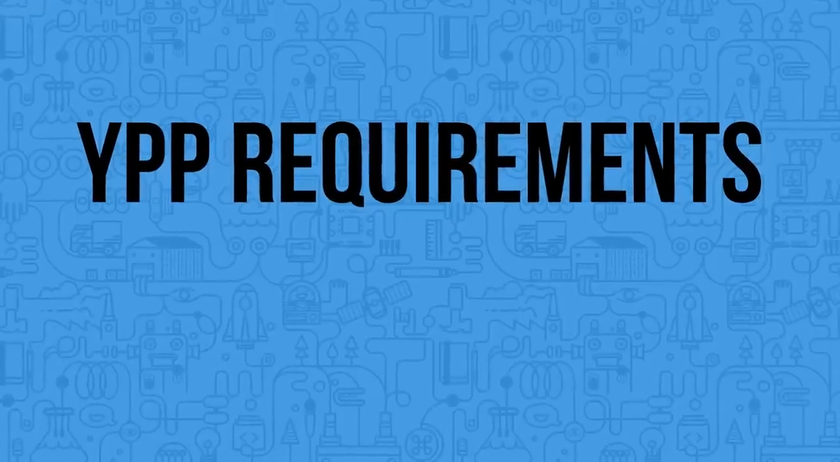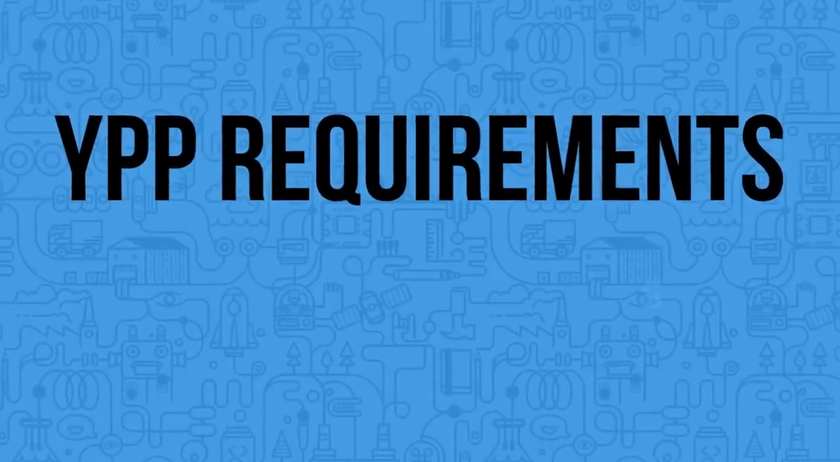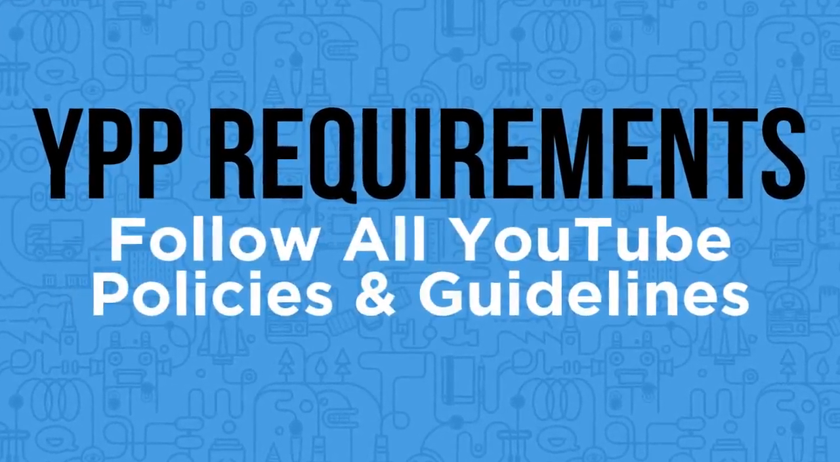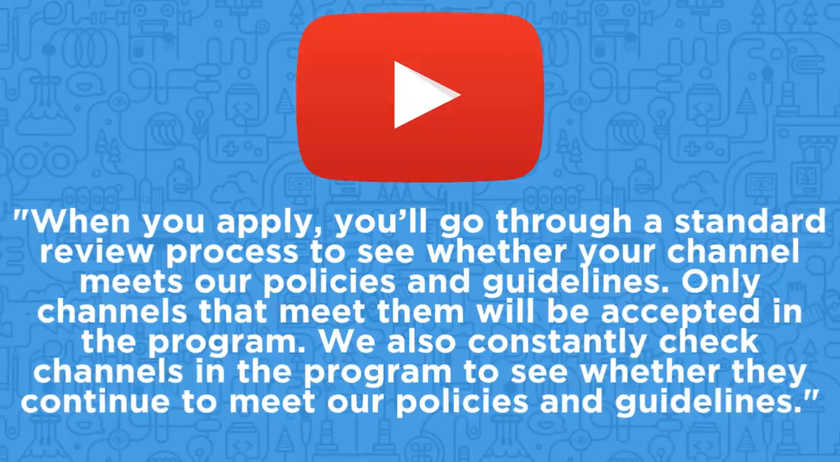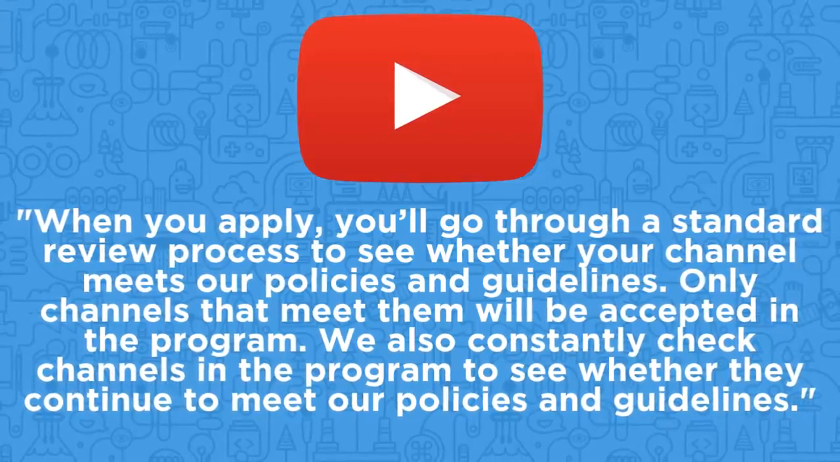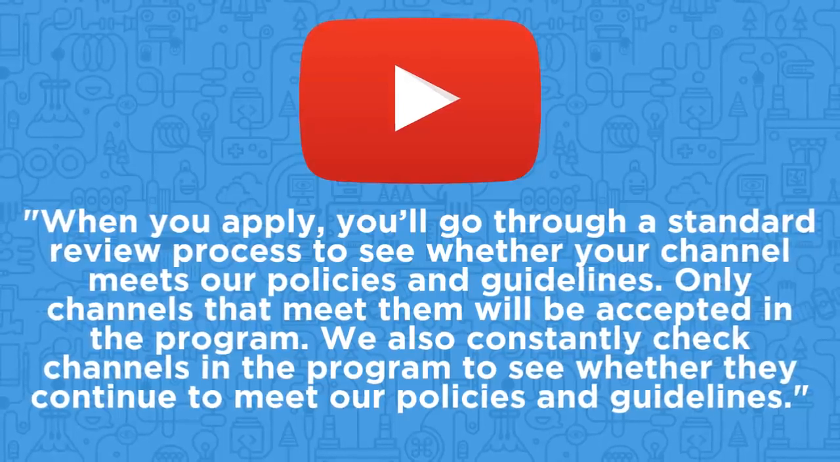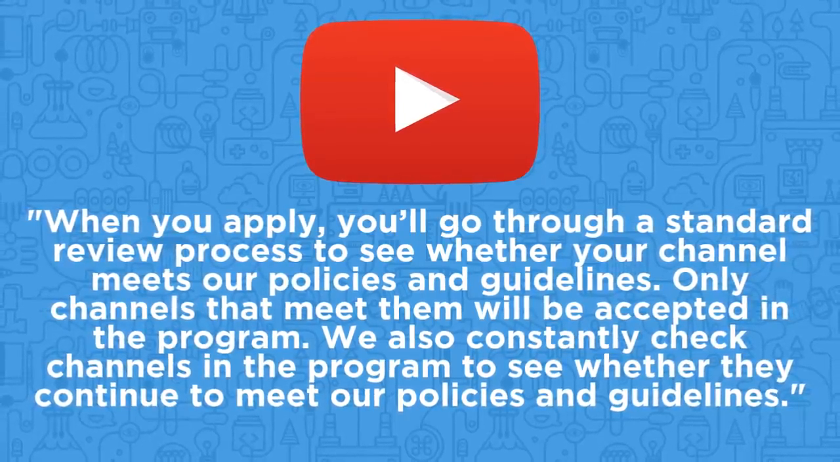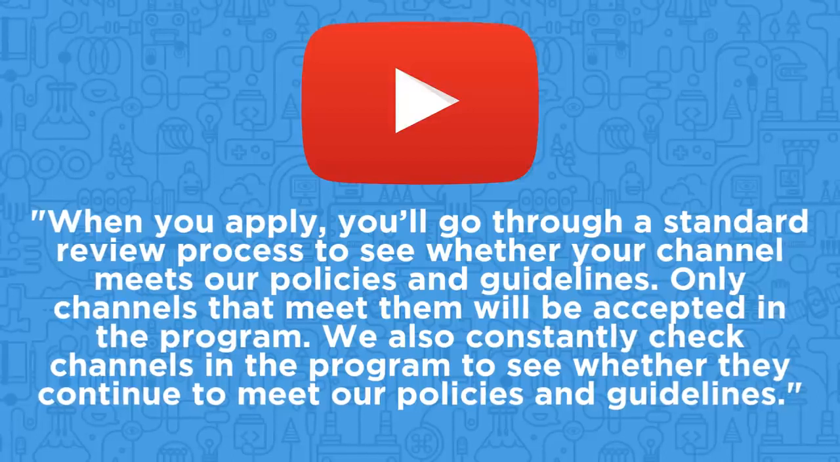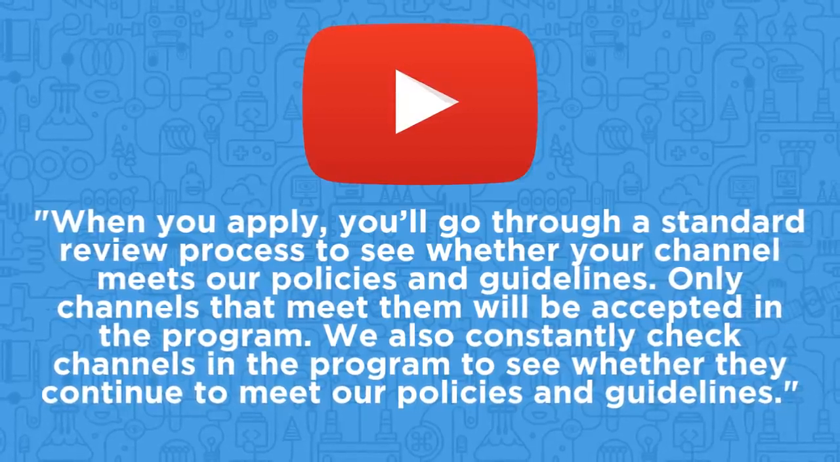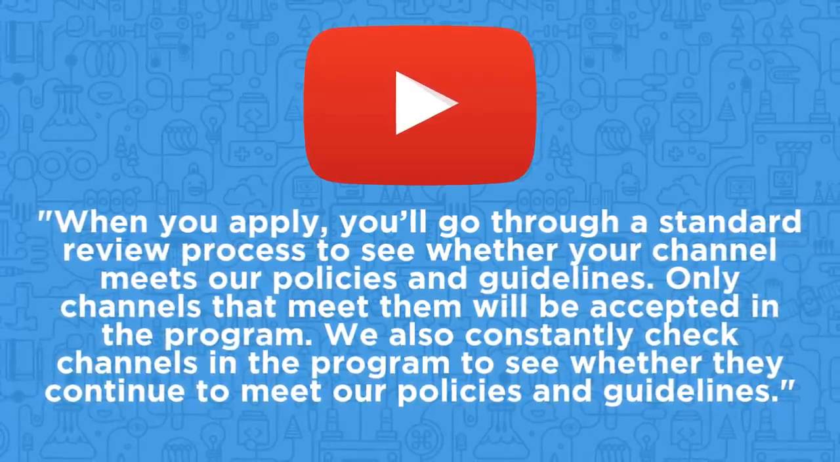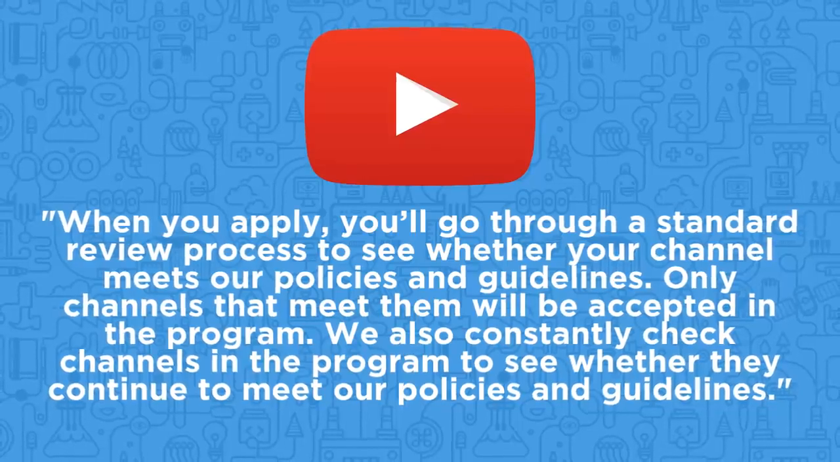Next on the list is the rulebook. If you want to monetize your content, you need to make sure you stick to it, as YouTube state. When you apply for the YouTube Partner Program, you'll go through a standard review process to see whether your channel meets YouTube's policy and guidelines. Only channels that meet them will be accepted into the program. YouTube also constantly check channels in the program to see whether they continue to meet YouTube's policies and guidelines.